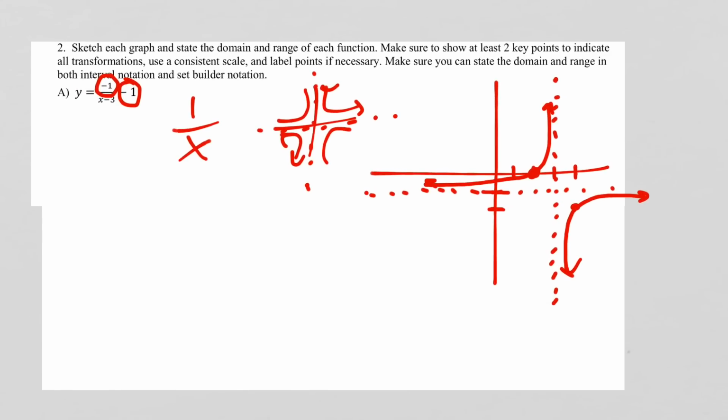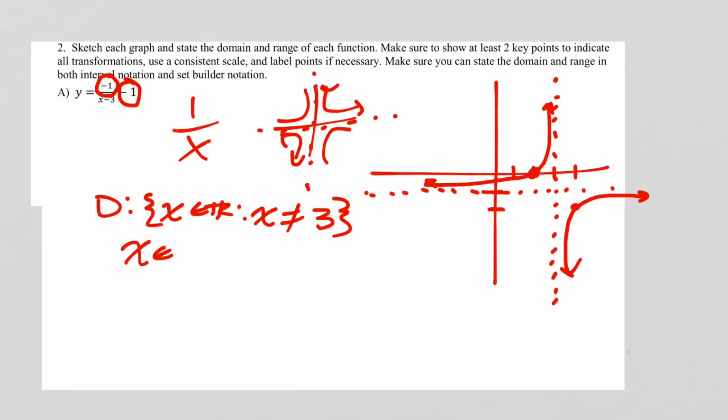But what about domain and range? Fairly straightforward. Domain: x in R such that x is not equal to that vertical asymptote, which is 3. Interval notation: x is in the interval from negative infinity up to, but not including, the vertical asymptote 3, union with 3, not including it, up to positive infinity, right there.